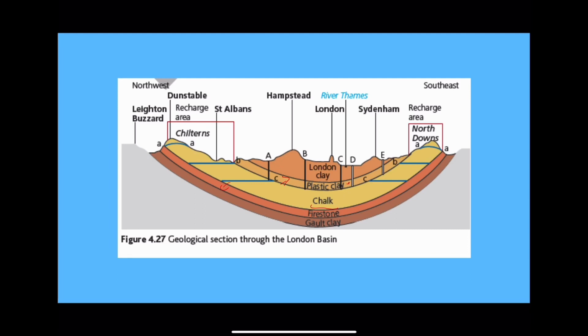Now, in the definitions, we have the term potentiometric surface. That's the height the water would rise to potentially if it wasn't prevented by an impermeable rock.